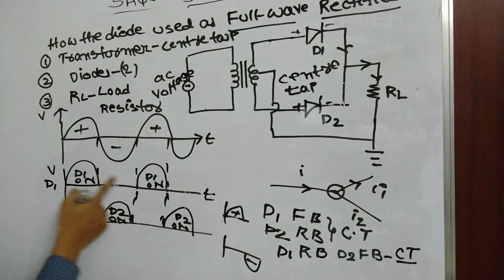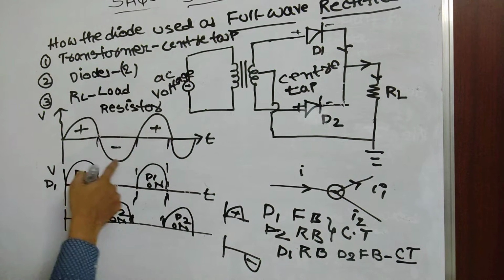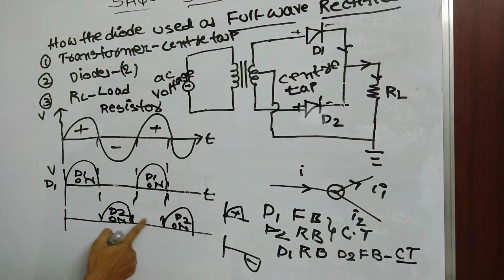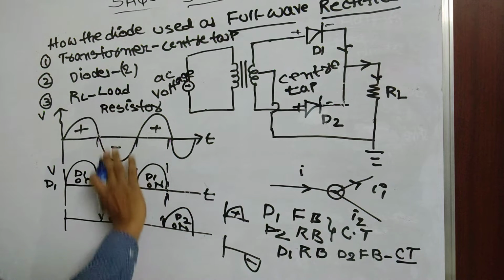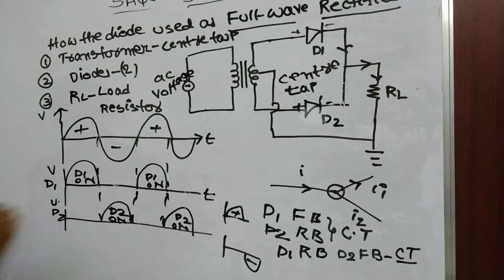In that interval there is no current flow, so no waveform here. In the second interval, D2 is on, forward biased, and D1 is reverse biased. For that reason, the first part is not present here. Combining these two, at the different intervals, we get the voltage due to D2.